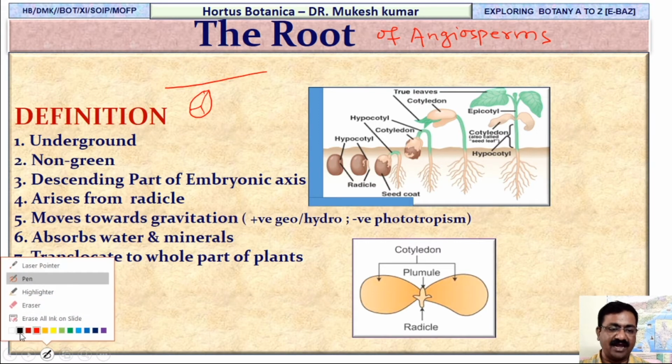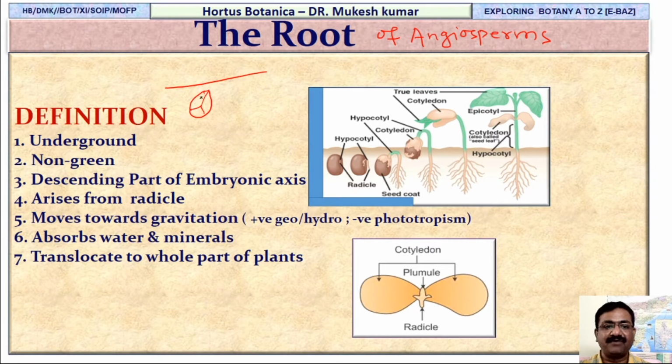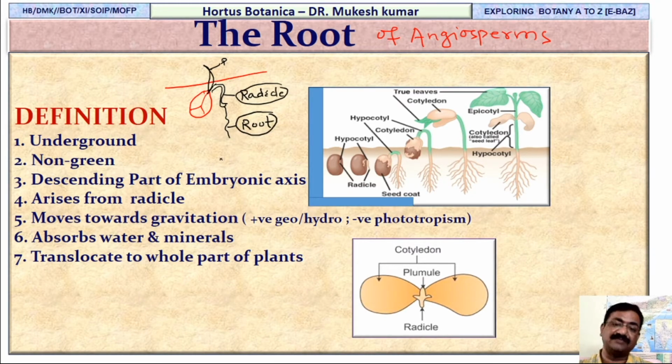Whenever you allow the seed for germination, what happens? You will find this structure and this structure. See, this is called plumule, while this very structure is called radicle. Fine. So this very radicle only will give rise to root. So I have just explained to you about the origin of root, how root comes out in angiospermic plant.